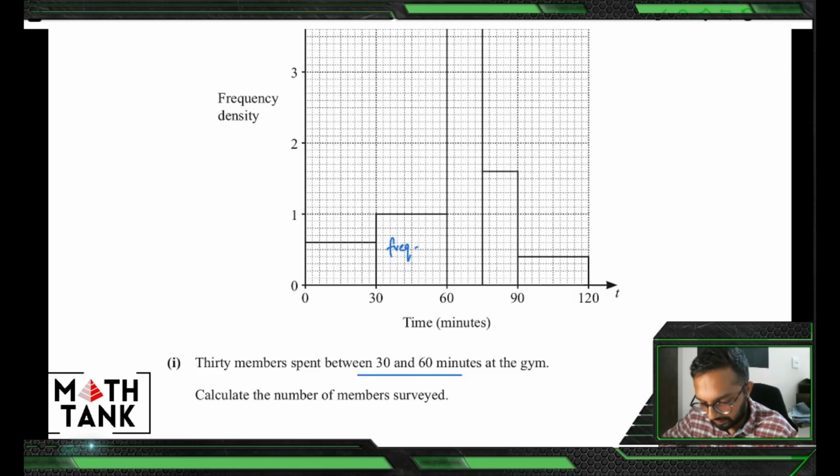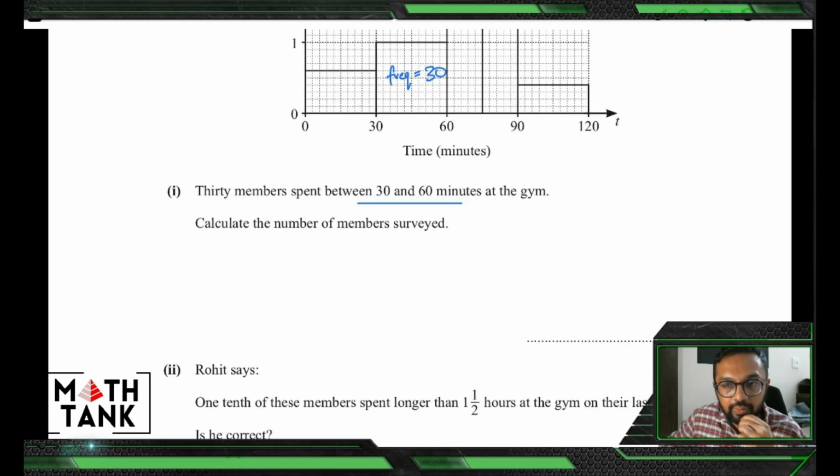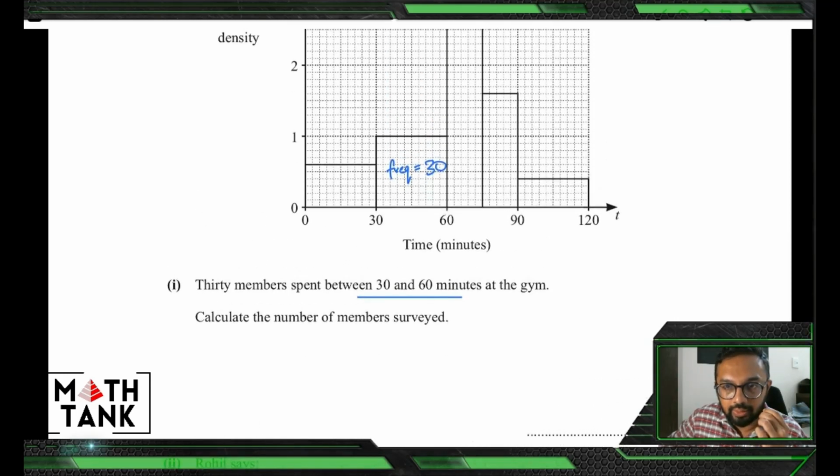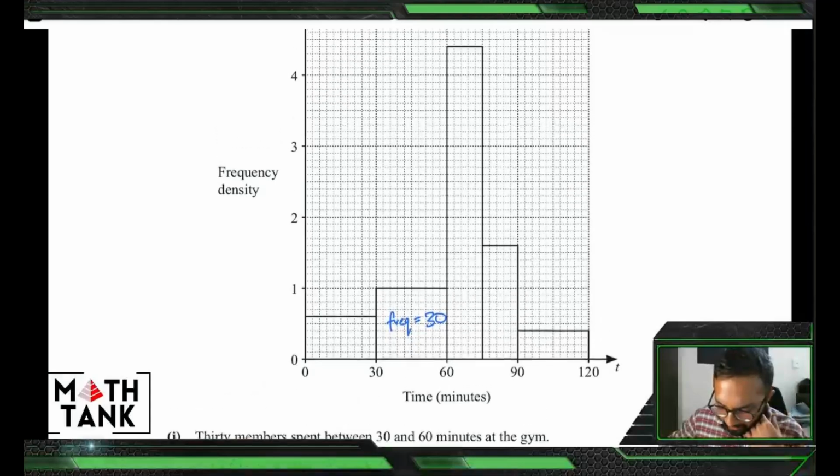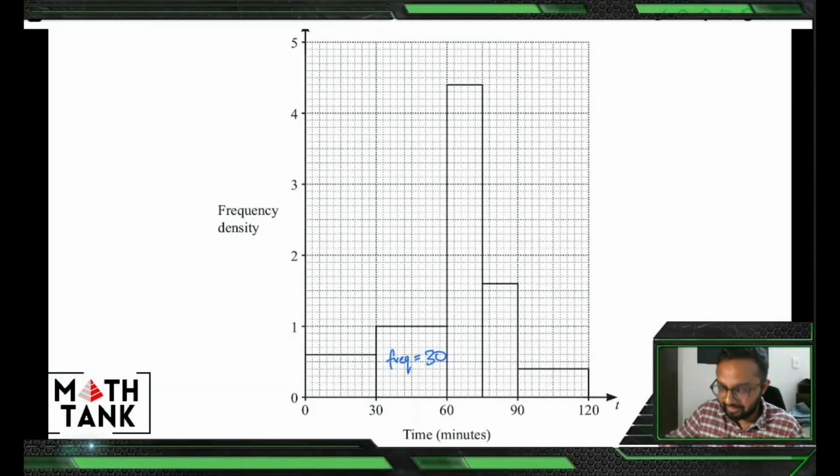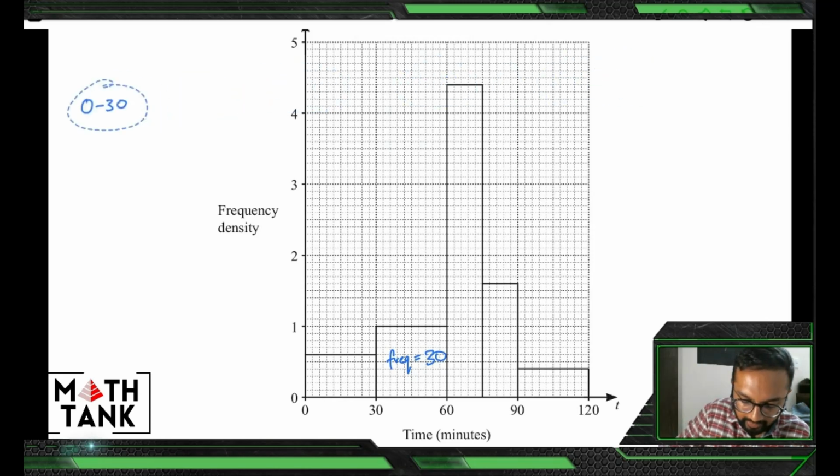Okay. So calculate the number of members surveyed. It's asking you for the total frequency of all the categories, right? It is a 3-mark question, which means you have to calculate all the frequencies, do a backward sort of calculation. So whenever you have a question like this, it's best to first write down your classes. 0 to 30 is the first class. I'm going to write that here so that you can see it clearly.